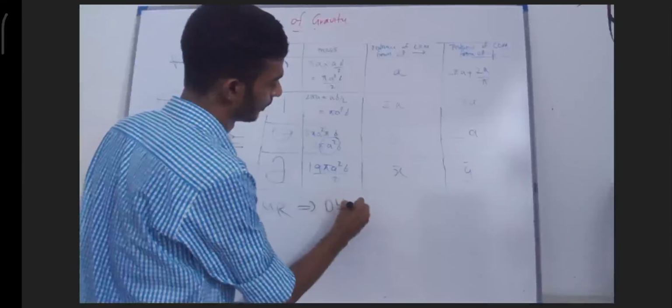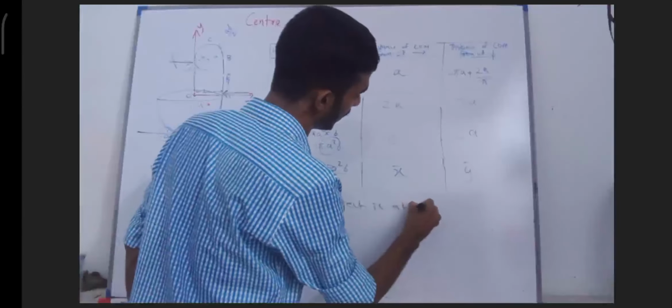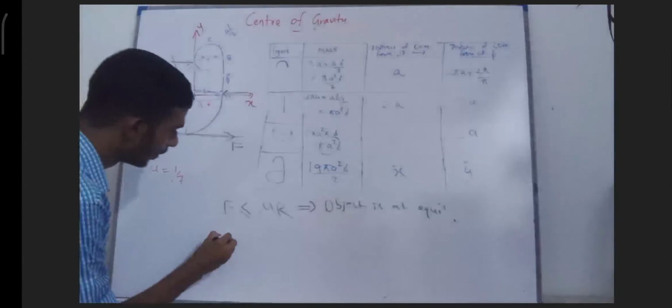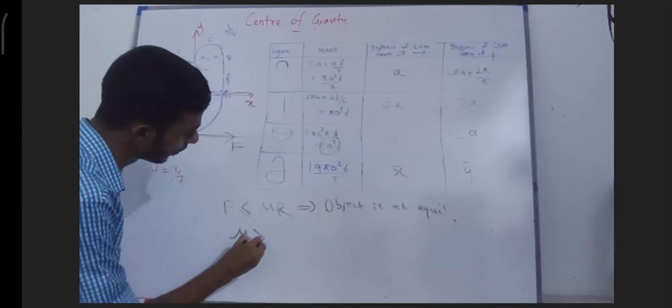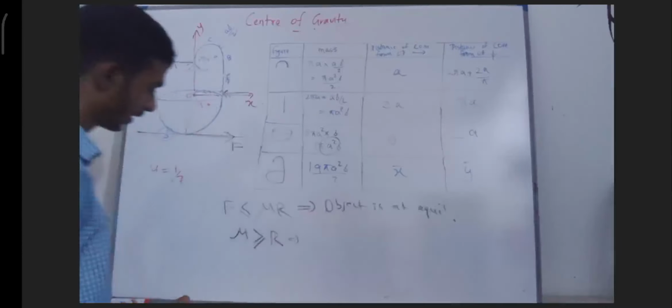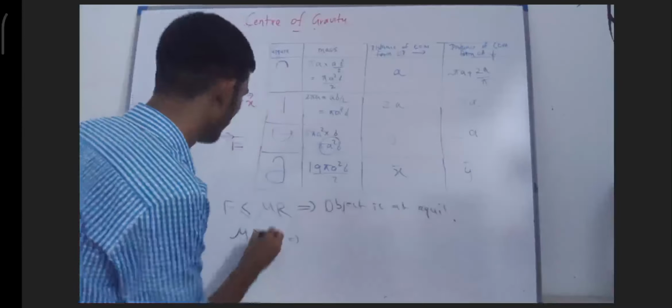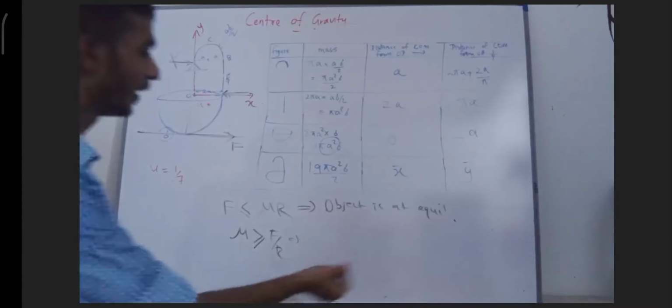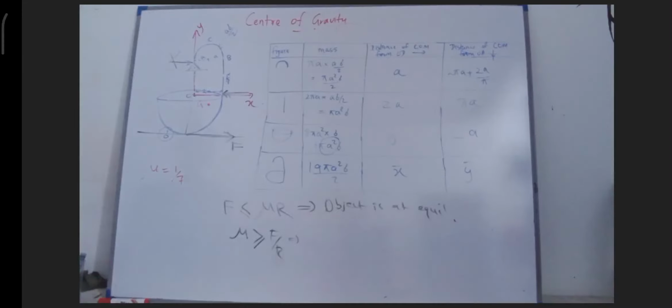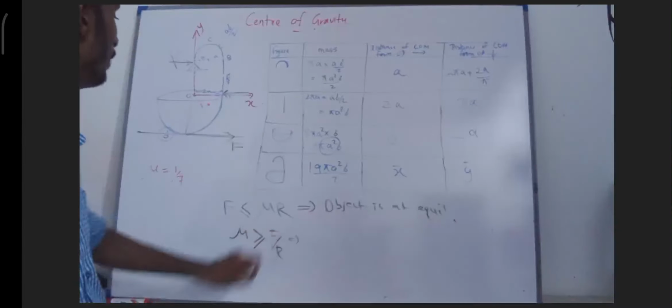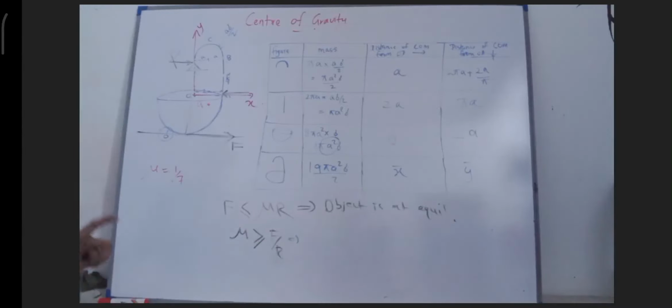So this is the condition. And when mu is greater than or equal to F over R, we can tell the object is in equilibrium. Now I have to find this ratio, F over R. How can I find the F over R ratio? I don't need this portion also.